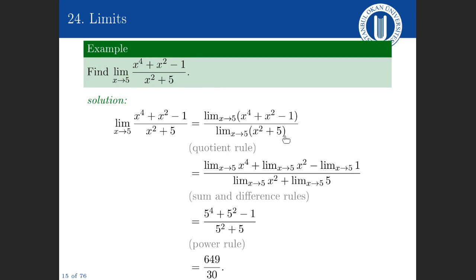That means we can use the quotient rule to write this as a limit divided by a limit. We can use the sum and difference rules to break this up into smaller limits, and then use the power rule to calculate each of these limits. I'll leave it for you to double check that the solution is 649 divided by 30.